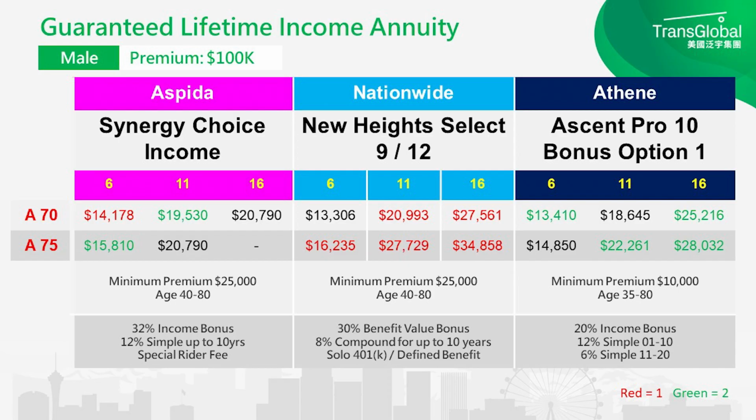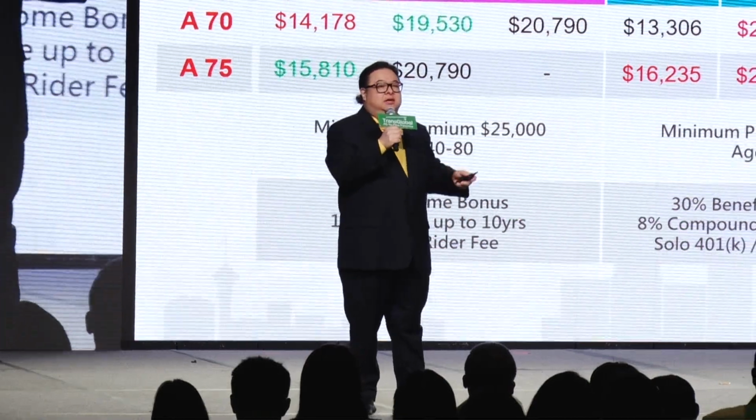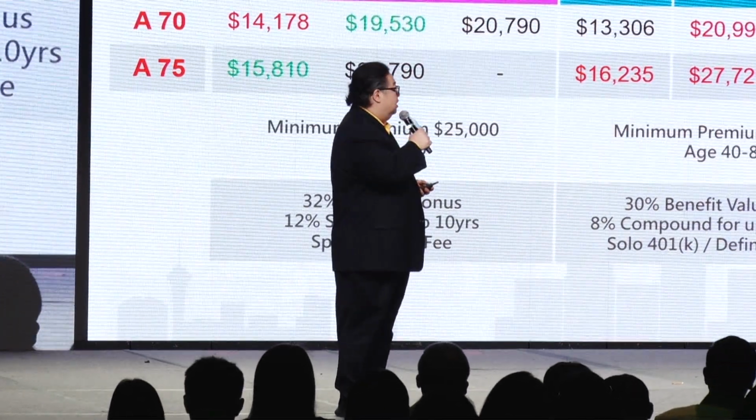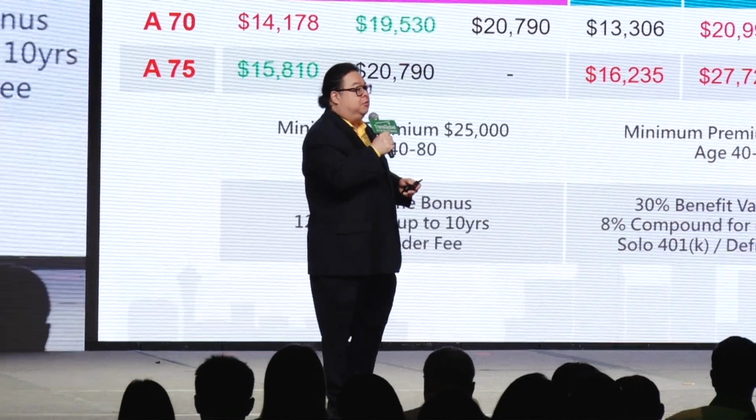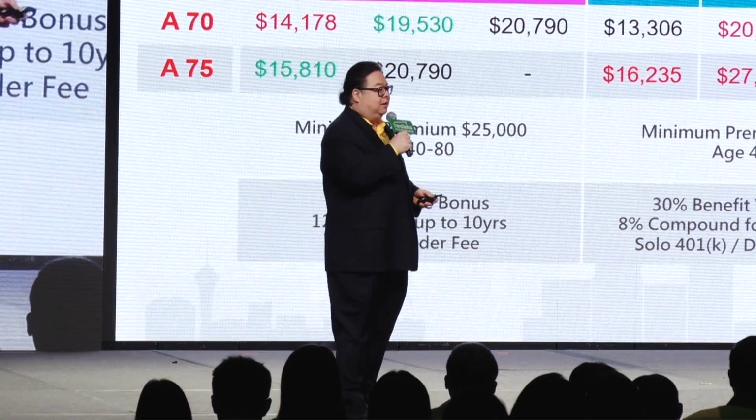But still, you don't want to wait 11, 16 years. That's too old. At age 70, to wait 16 years to start taking income, that's too old for them. But a lot of people ask questions like that, so for your curiosity, that's why I made the table like that.